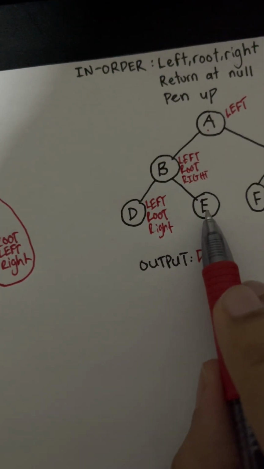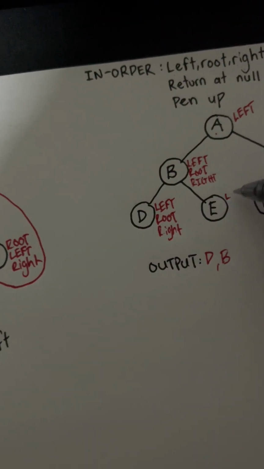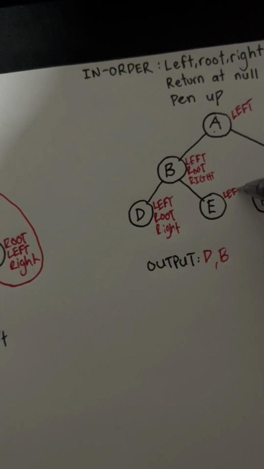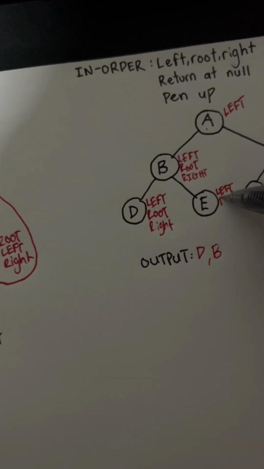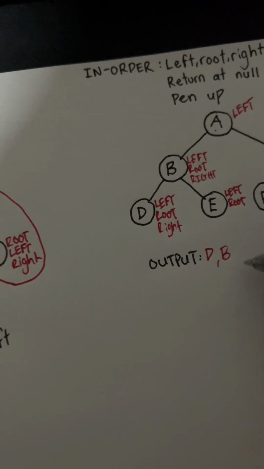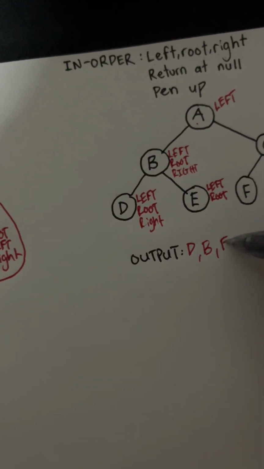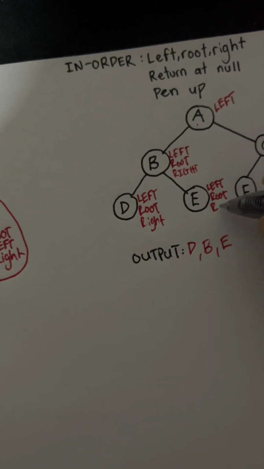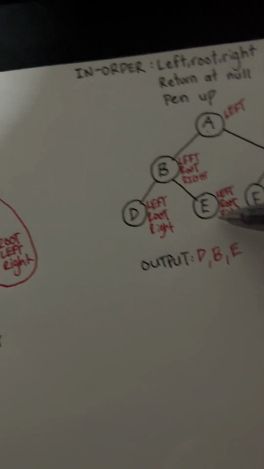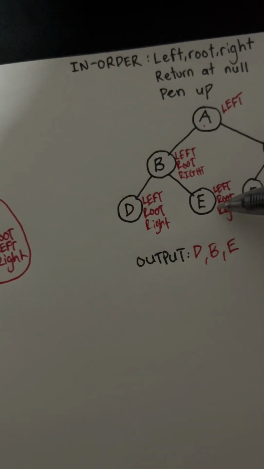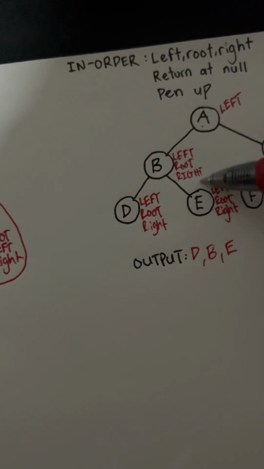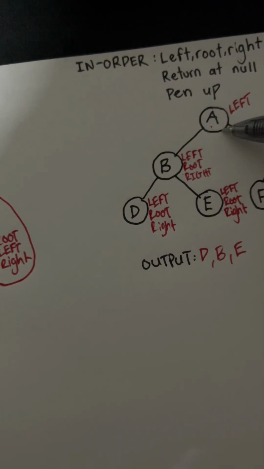So go right, then left. Left we can't, so return root, right? Print out E, then go right. Right we can't, so return. Once you return, everything is done here. Go back to where we came from. Everything is done here. Go back to where we came from.